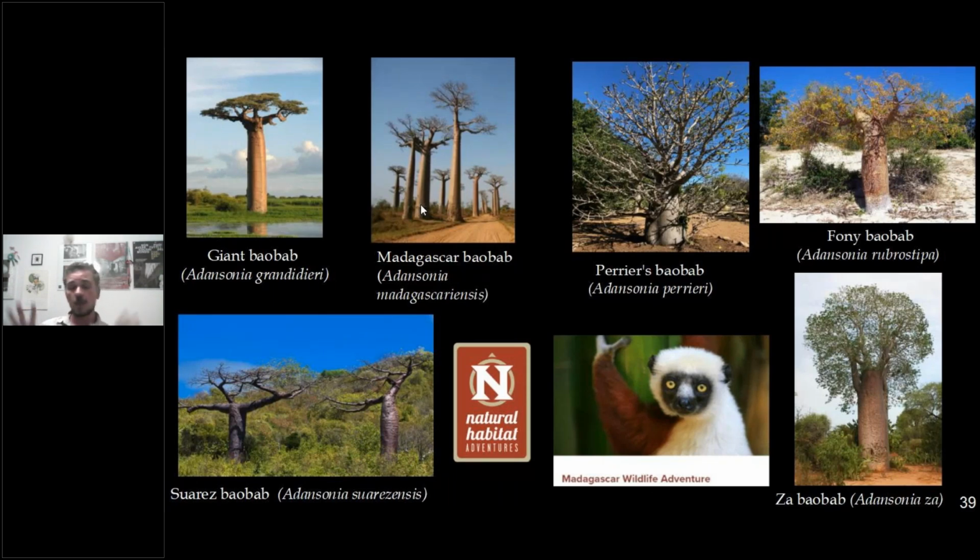Consider that six of its eight species are endemic and found only there, and we see all of them in this slide. So from top left, we have the giant baobab, the Madagascar baobab, the Perrier baobab, the Fony baobab, the Suarez baobab, and the Za baobab. They are beautiful trees. This is a beautiful country with beautiful people.